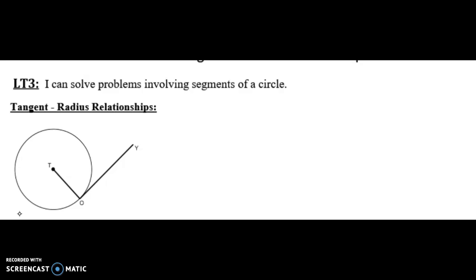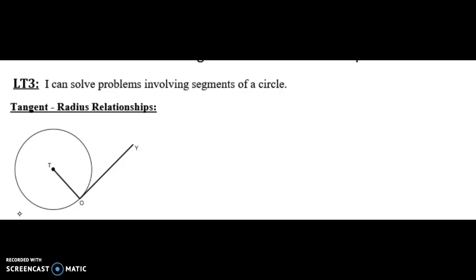So we are moving into the second part of this chapter, and this part deals with segments of circles. You can see the learning target is: I can solve problems involving segments. That's what we're going to be working on the next couple of weeks. And you need to retain what you learned about angles, but add to it what we're learning about the segments.